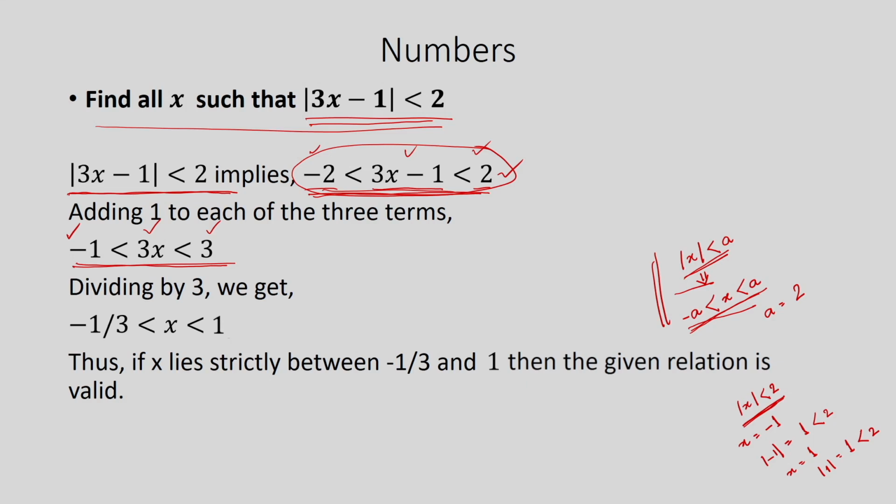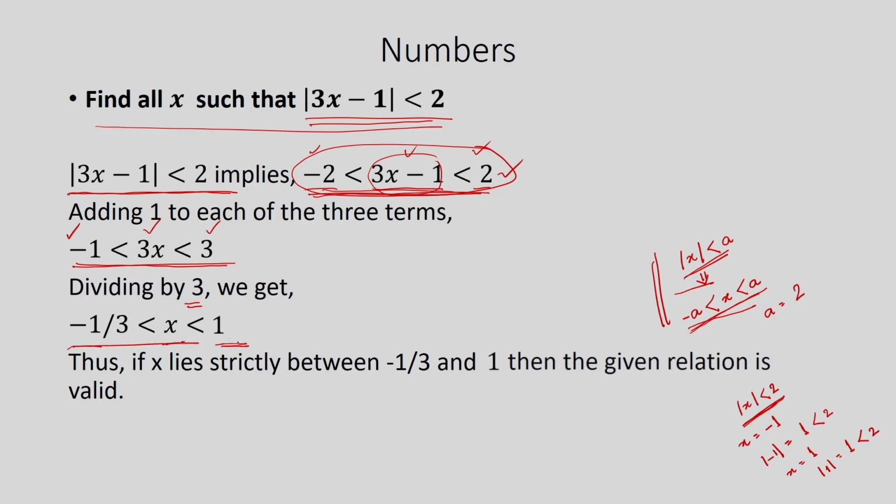In the next step, we divide all these 3 terms again by this number 3. The purpose of doing all this is that we want to get x in the middle term, right. So, if we divide 3x by 3, we get x as the middle term, but the first term and the third term will also get divided by 3. Therefore, the first term will become minus 1 divided by 3 and the last term becomes 1.